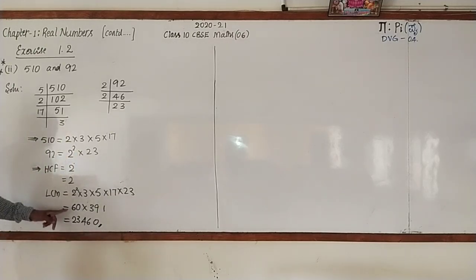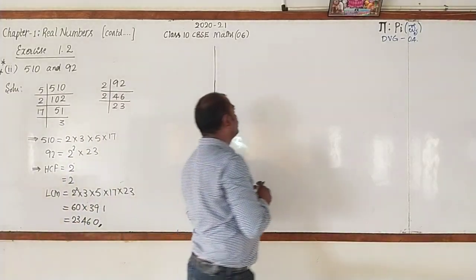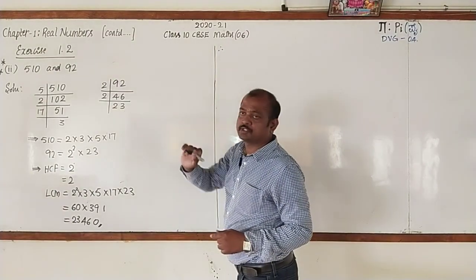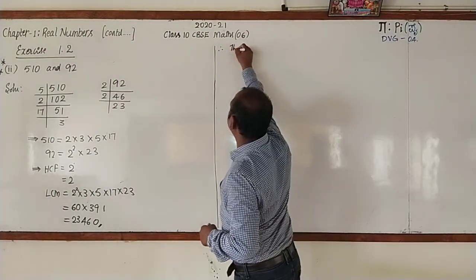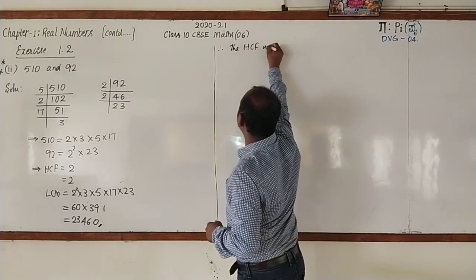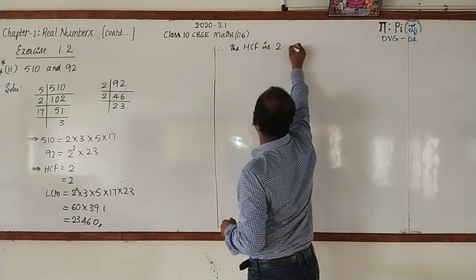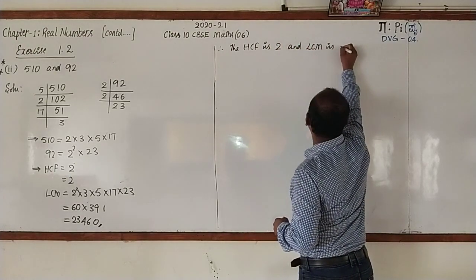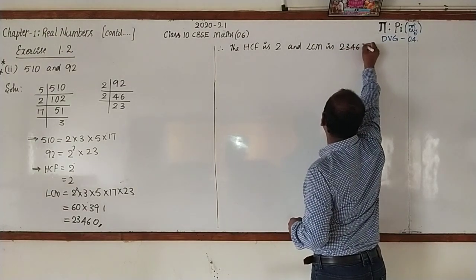So HCF is 2, LCM is 23,460. I go for writing the conclusion here. Conclusion for first sub question. Therefore, the HCF is 2 and LCM is 23,460.